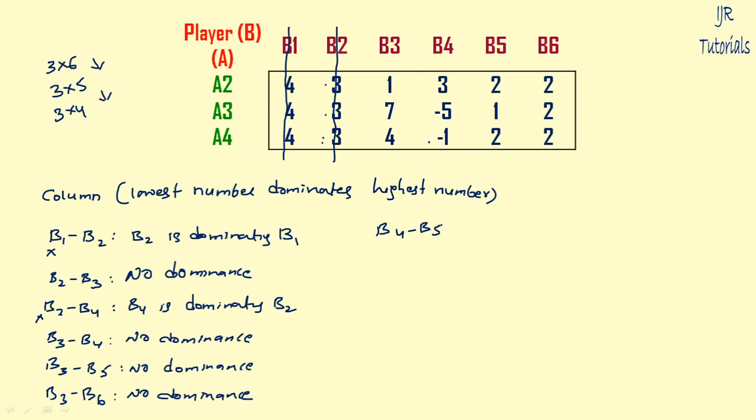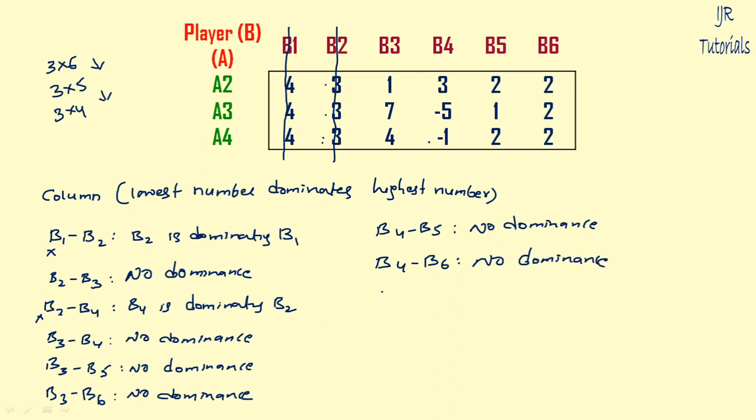So next comparison, B4, B5. So B4 3, B5 2. That is B5 is dominating B4. Minus 5 1. B4 is dominating B5. So no dominance. Next comparison, B4, B6. 3 and 2. So B6 is dominating B4. Second case minus 5 2. So that means B4 is dominating B6. So we can say that no dominance.